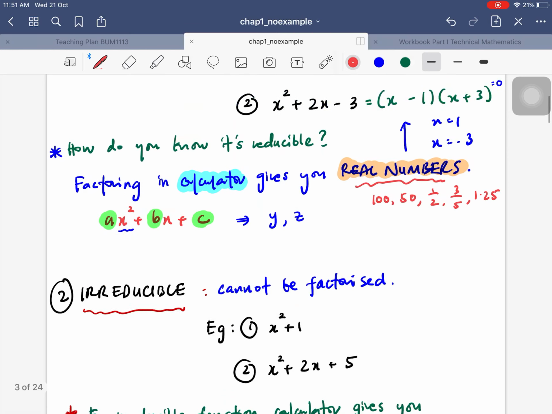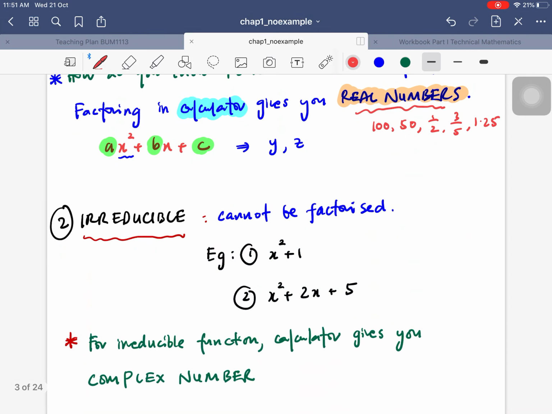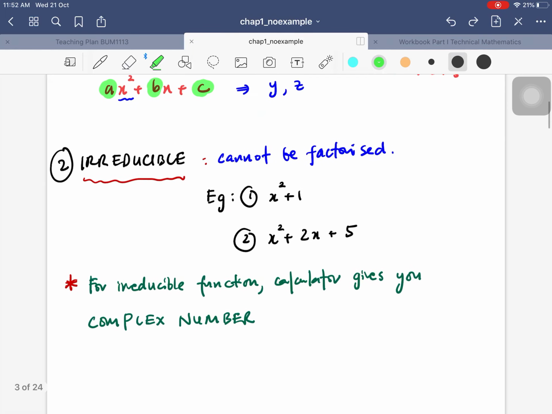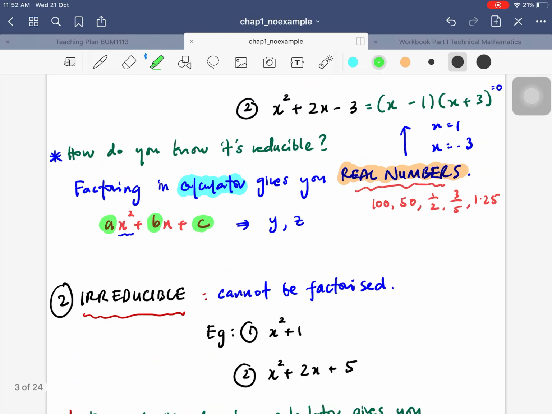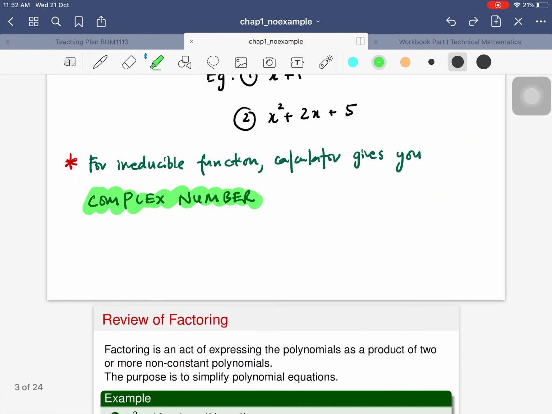Right? And the second term I would like you to get familiar with is irreducible. So when you come across an irreducible function, the feature is that it cannot be factorized. What happens is that when you plug into the calculator, it is going to give you a complex number, instead of real numbers like 150, 1 over 2 that we have seen before. When you find the roots in the calculator, you give the calculator the values of A, B, and C, and the calculator is going to give you a complex number.